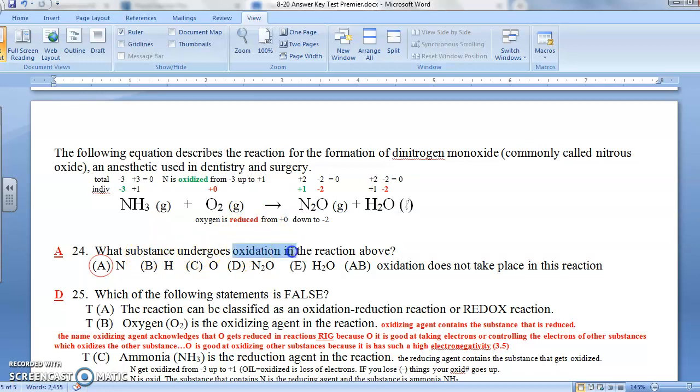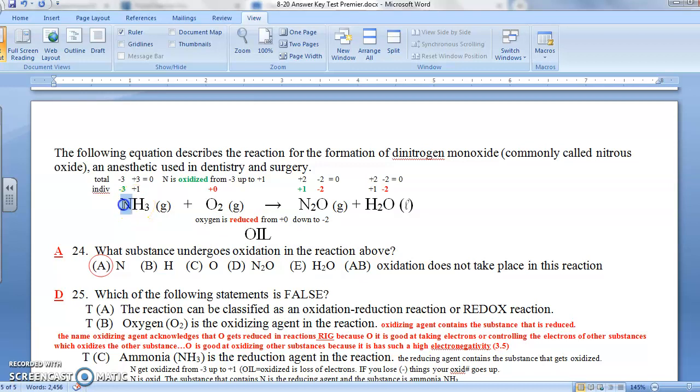What substance undergoes oxidation? What's going to undergo oxidation in this reaction? If you remember oxidation, OIL RIG, oxidation is loss of electrons, or loss of something negative. If you lose something negative, your number is going to go more positive. So the substance that's undergoing oxidation should have an increase to its oxidation number.